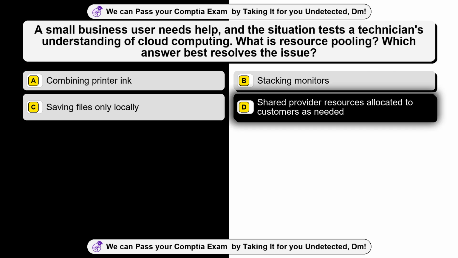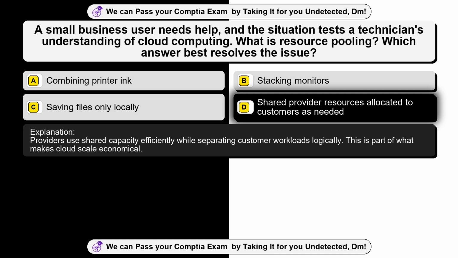The correct answer is option D, shared provider resources allocated to customers as needed. Providers use shared capacity efficiently while separating customer workloads logically. This is part of what makes cloud scale economical.